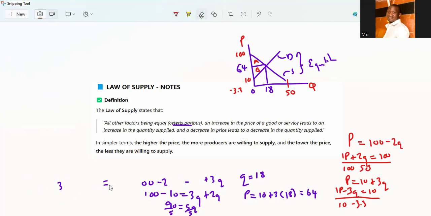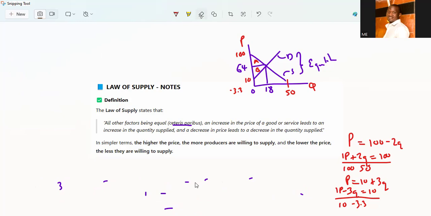Any questions so far? So we need to practice. I'll give you only 4 questions based on what we have learned today. So I'll just end at calculating the surpluses.